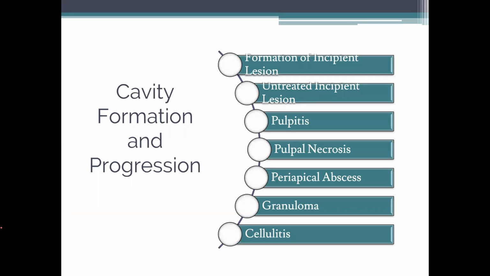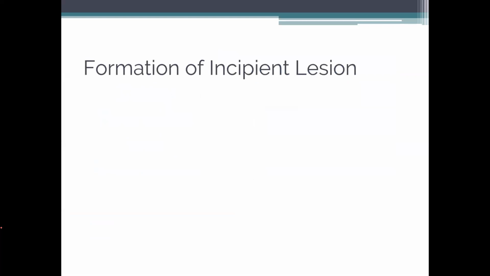All right. So when we talk about forming decay, how a cavity forms, it always starts with an incipient lesion. If you don't have remineralization of the incipient lesion and you let it go, it enlarges. That's what we classify as untreated. So we will talk about all these and the steps of it. So the formation of the incipient lesion.